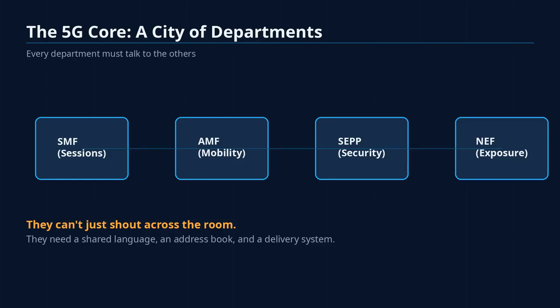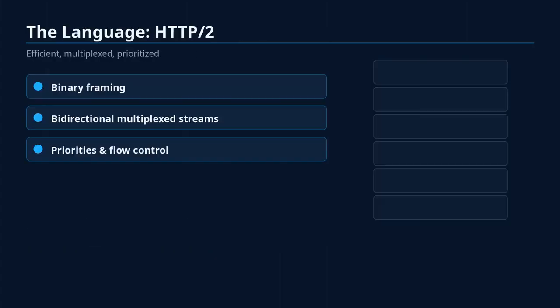The language they speak, the addresses they use to find each other, how a message actually travels across the network, how two different operators talk securely, and a real example, a network function called the SMF, watching your data session and shouting, "Something changed," the moment it does. Let's start with the language itself.